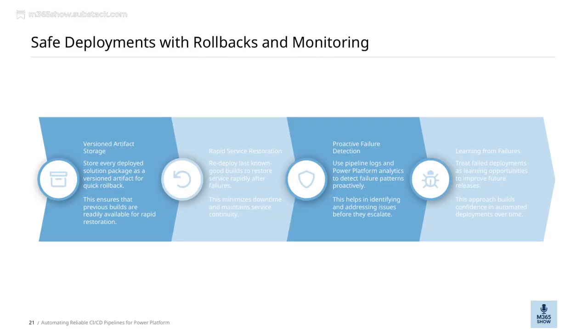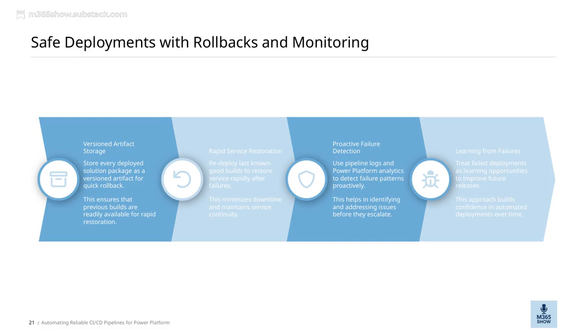Let's talk about how we can make our deployments safer and more reliable. First, it's important to treat failed deployments as learning opportunities. Instead of seeing them as setbacks, we use these moments to analyze what went wrong and improve our future releases. This approach really helps us build confidence in our automated deployment processes over time.